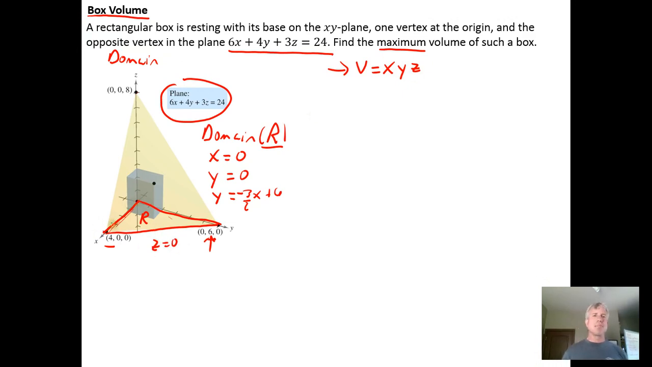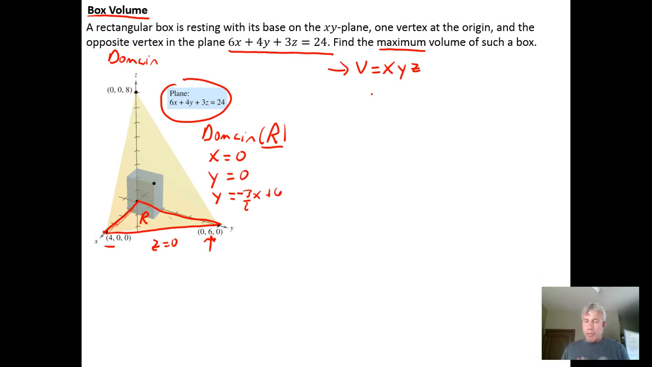So the idea is, on the bounded region over which you're constructing your box, on the boundaries of that domain or region, the box volume is going to be 0, and that's going to be a minimum. So what that tells us is, if we can find a single critical point for a volume function, that critical point is going to correspond to a maximum.